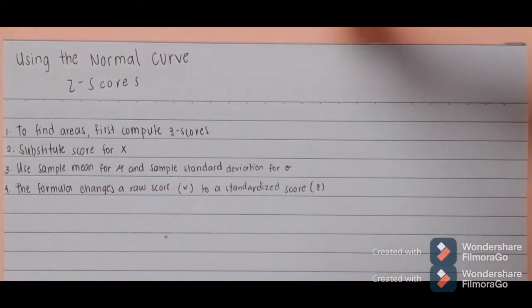So, one is to find areas. First, compute z-scores. Second is substitute score for x. And third is use sample mean for μ or yung medyo slant na m, and sample standard deviation for σ na medyo may paarte sa taas. So, yung text na nandyan, yun yung magiging example niya. Fourth is the formula changes a raw score or x to a standard score z.